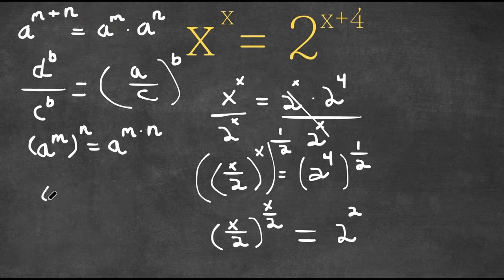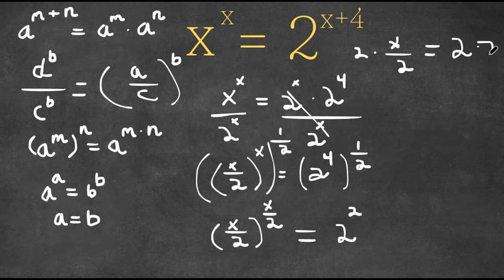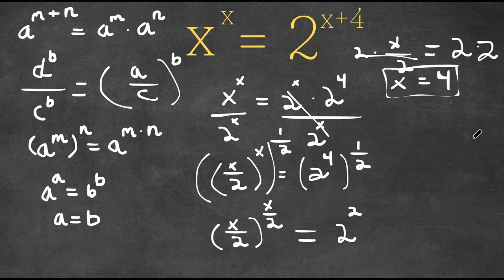Now if we have something in the form a to the power of a is equal to b to the power of b, then this means that a is equal to b. So this means that x over 2 is equal to 2. And I want to get rid of this, so I'm actually going to multiply both sides by 2. And these two cancel out. x is equal to 2 times 2 is 4. So this is our answer.